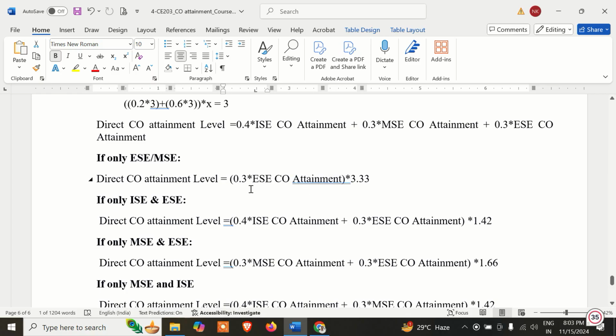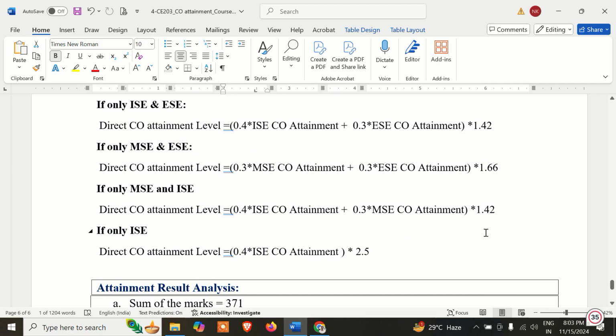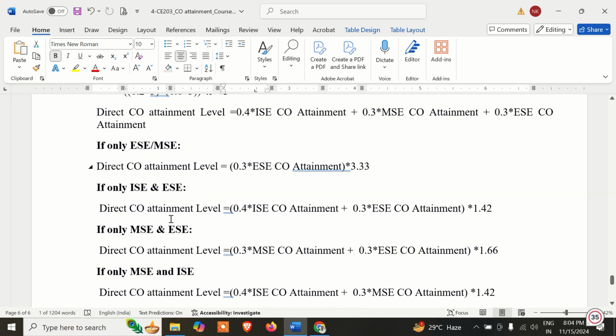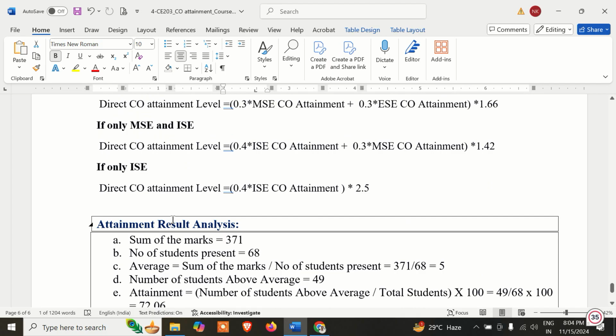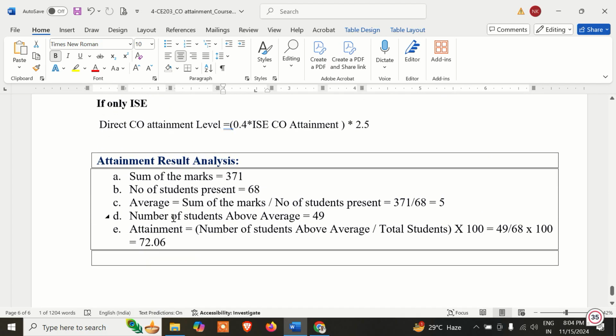Similarly, if you look at the other mechanisms, say for example you have taken ESC and MSc, with no ISC component, then you have to scale it by 3.33 and so on. So the scaling factor, the multiplication factor, you have to calculate in such a way that you achieve the 100%, though you have conducted only either MSc or ISc, only ESc, and so on. These are the scaling factors one has to consider while calculating the CO attainment, PO.